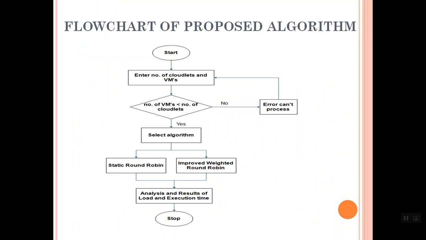First, the algorithm starts. After that, we have to enter the number of cloudlets and the virtual machines. Then there's a condition that the number of virtual machines should be less than the number of cloudlets. If it is not the case, then it gives an error. Otherwise, it proceeds with the algorithm and asks us to select the algorithm. So we can select out of static round robin and improved weighted round robin. And at the end we get the analysis and results of the load and the execution time as a bar chart.